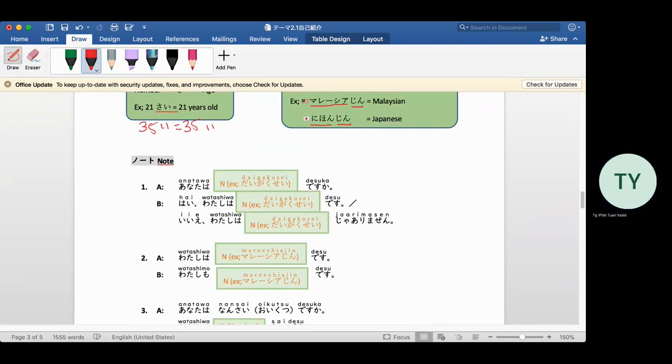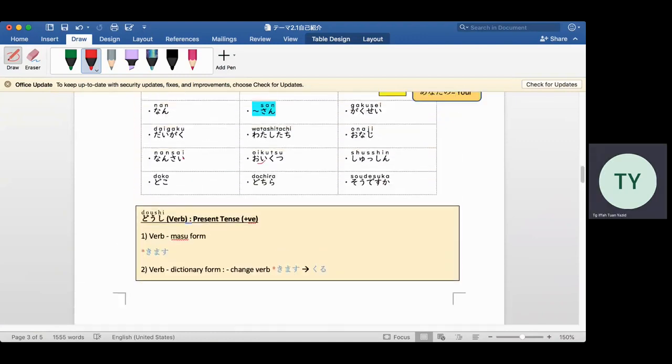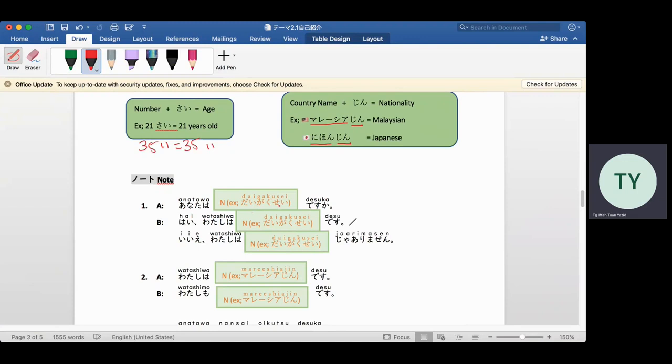Example 1. Anata wa, here is a noun. You can put any noun. You can put gakusei, or nationality, according to this topic. That's why I put noun only. Then I give an example. Anata wa, we choose the noun daigakusei. Gakusei is student, and dai is from daigaku, university. So we merge daigaku plus gakusei and it becomes daigakusei, which means university student. Anata wa daigakusei desu ka? Are you a university student?